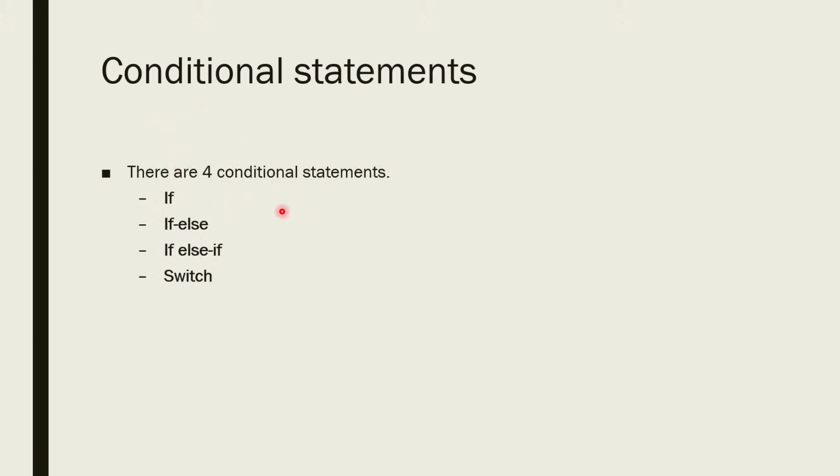Conditional statements, guys. There are four types of conditional statements. One is if. If means when the condition is true, at that time the if block will be executed. When the condition is false, at that time the else part will be executed. The types are if, else if, and switch. These two are left for today's topic, right? Before moving to these two topics, let's solve one real-time example for if and if else.